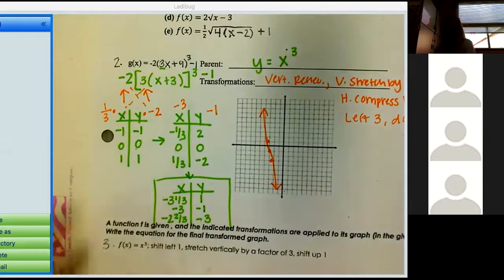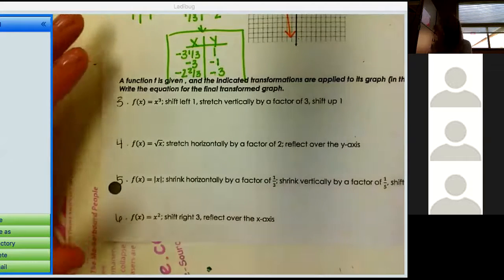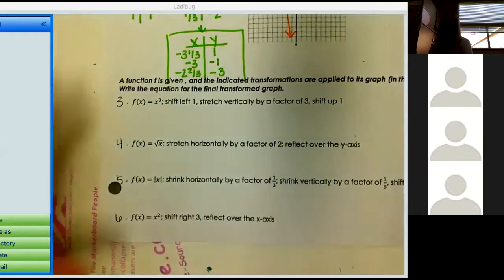All right, for number 4, you said 4 and 5, right? Sorry, I got distracted. There's a lot going on for my ADHD.